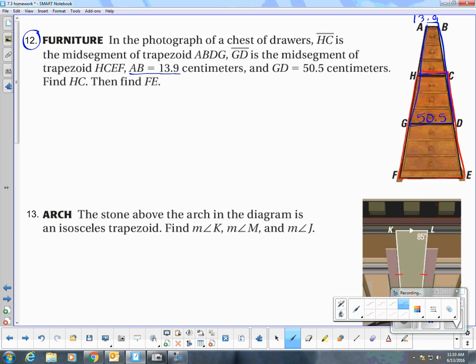First thing we're going to find is segment HC. So to do that, I'm going to take 13.9 and we're going to add that to 50.5, and then we're going to take half of that, we're going to divide it in half or average it to find the distance from H to C.